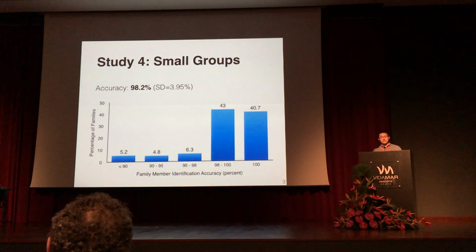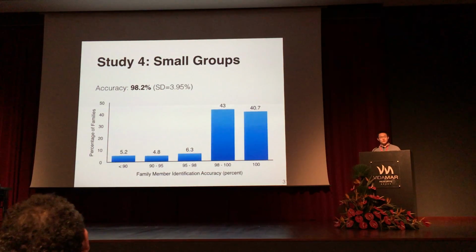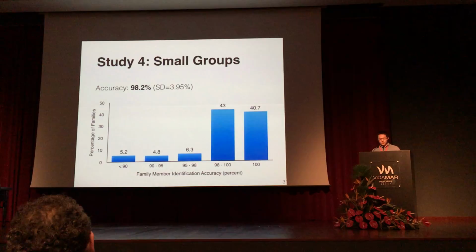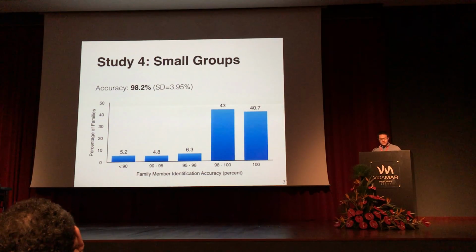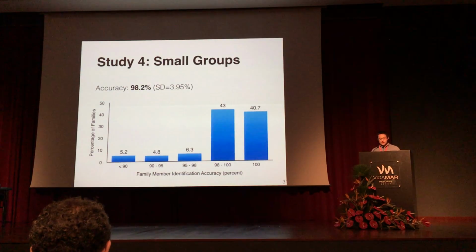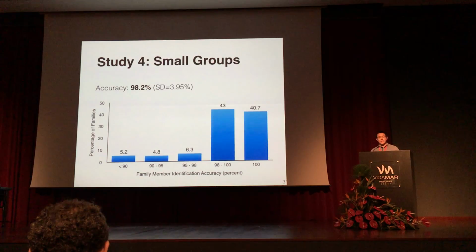Overall, our technique achieved an identification accuracy of 98.2% for groups of size 4. As shown in the histogram, more than 40% of the families achieved 100% accuracy, and around 85% of families achieved more than 98% accuracy.